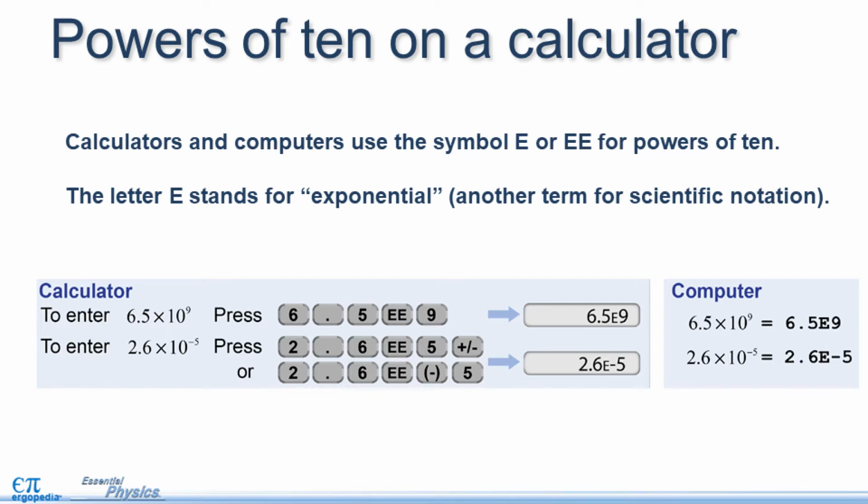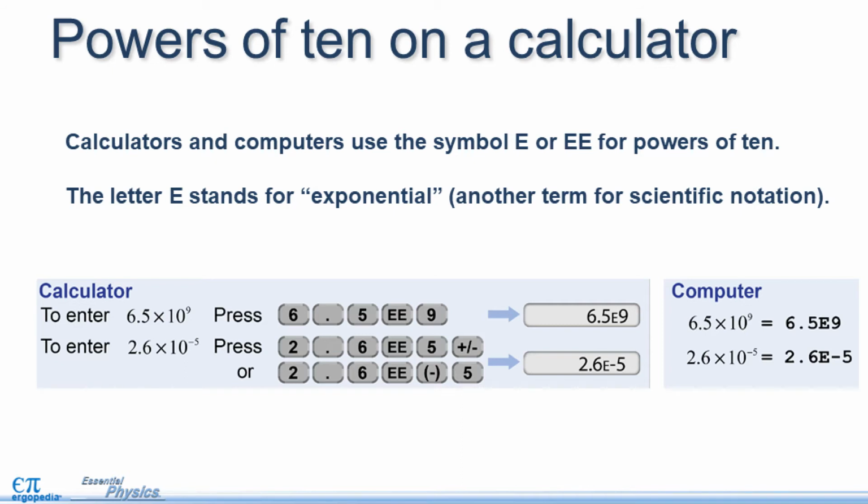On your TI-83 or TI-84, you're going to hit second comma, and that is your EE. Then all you do is type in the power. You either put a positive number or you put the negative and then the number that you're going to use for the exponent. So it's very easy. You would type in 6.5, second comma, which is EE, and then you would type in 9, and that would give you 6.5 times 10 to the 9. If you wanted to enter a negative exponent, you would type in 2.6, hit that second comma, which is your EE button, and then you would type in the negative 5.